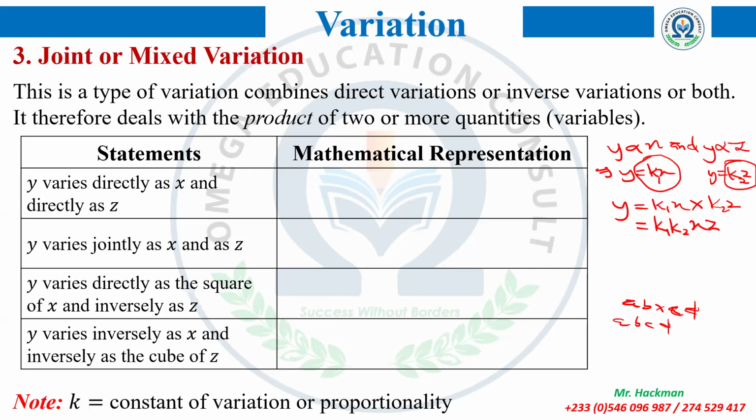Yes, please. But remember k1 is a constant, k2 is also a constant. So if you have a constant times a constant, are you going to get a variable?